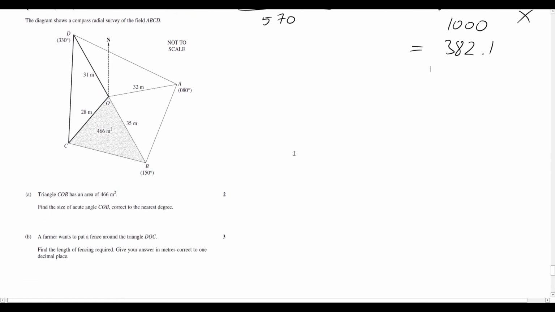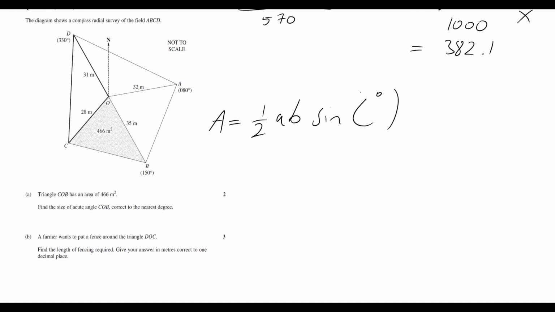Let's have a quick look at this one. So the diagram shows a compass radial survey of the field ABCD. So triangle COB has an area of 466 meters squared. So we need to find the size of the acute angle COB, correct to the nearest degree. Okay, so earlier we mentioned the area of a triangle, and that was given by the formula A equals 1/2 times ab sine C, where C, the angle, is the internal angle between two side lengths. And we find that all this information is given to us on this diagram here.